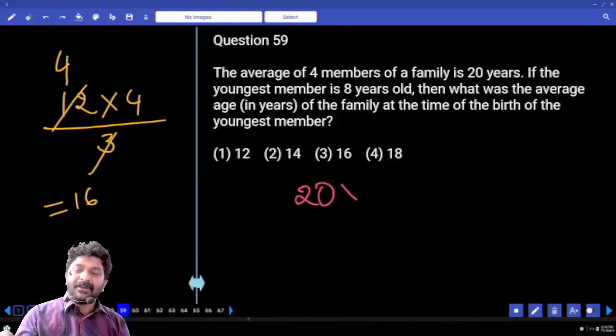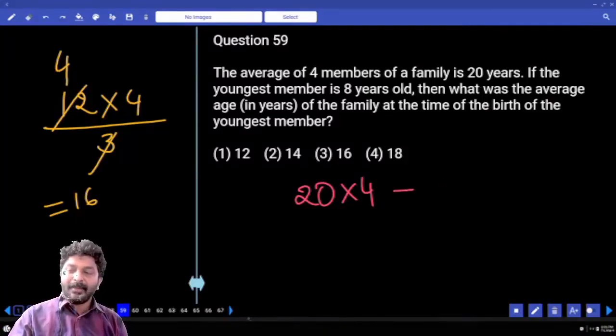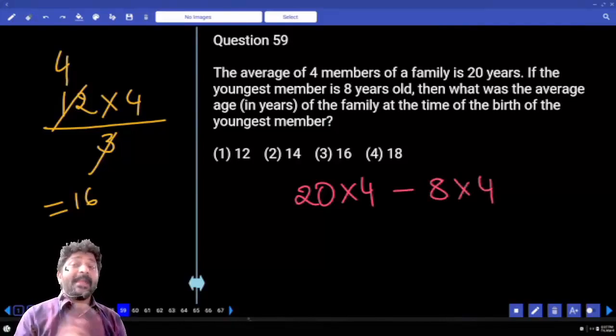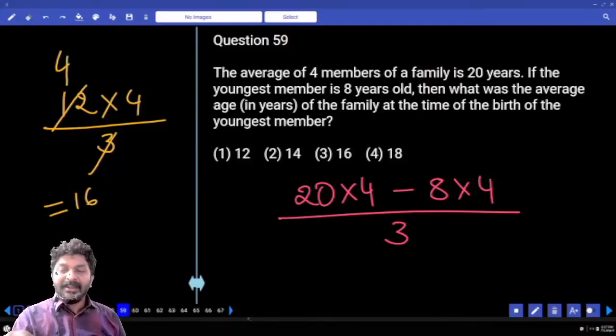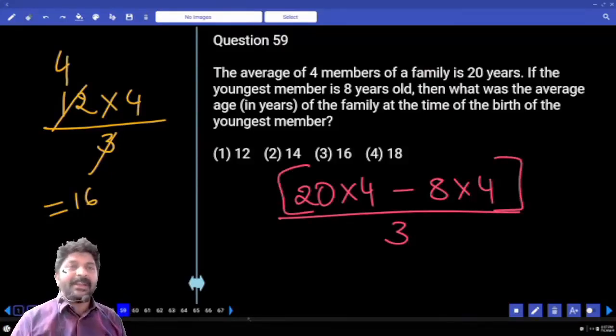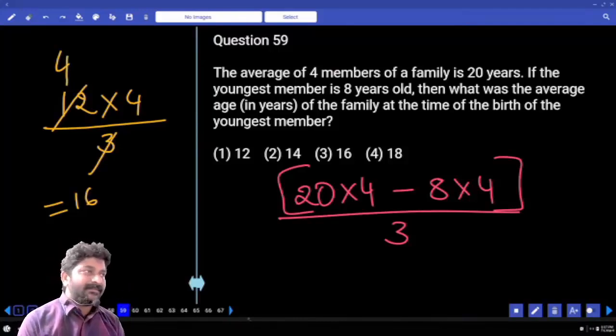Present sum is equal to 20 into 4. If you are going back 8 years, for each and every member you have to subtract 8 years. Like that 4 members are there. Altogether we have to subtract 8 into 4. When you go back 8 years, there were only 3 members. So this is the sum for how many members? 3 members, divided by 3. The same I have represented here. You can take 4 common here, right? Numerator, 20 minus 8, 12. 12 into 4 by 3. Single step I have written. Okay, now.